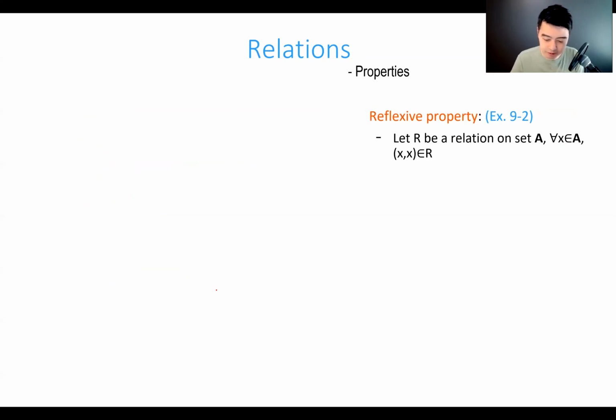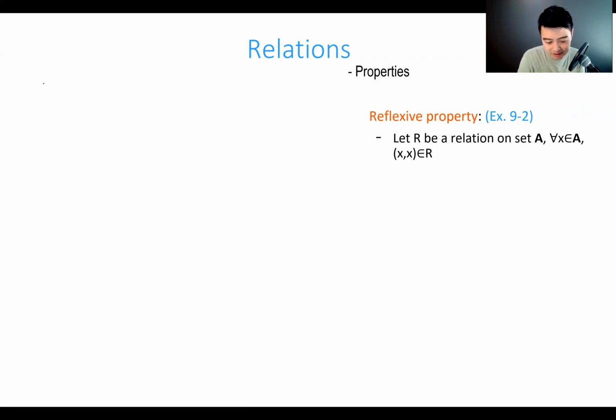So a reflexive property: let R be a relation on set A, then we say x is in A. For all x in A, then xx is in the relation. So what does that mean? That means every object, every element in that set, whatever set you're working on, is related to itself. Okay, that's it. Every element is related to itself. That is the definition of a reflexive property.